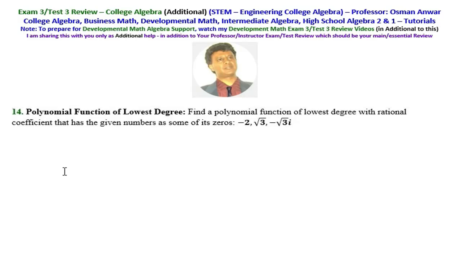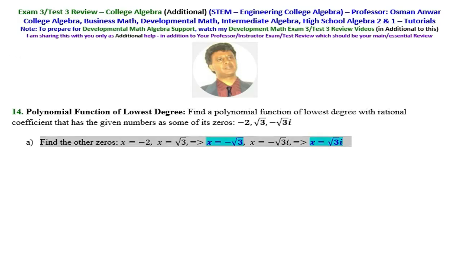Number 14 is polynomial function of lowest degree. Find polynomial function of lowest degree with rational coefficients that has the given numbers as some of its zeros: minus 2, square root of 3, square root of 3i. A. Find the other zeros.